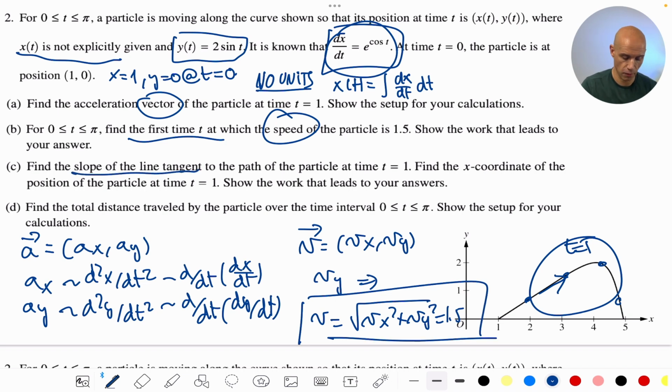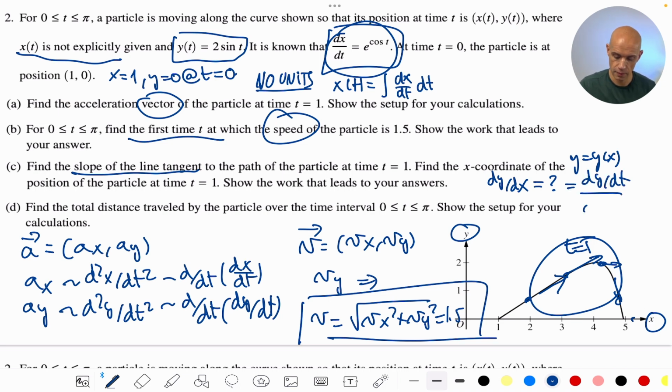Then this one says find the slope of the line tangent to the path at time t equals 1. Again, we don't know where we are here, so it could be here, it could be here. That's not very helpful. But the slope of the line is going to be dy divided by dx, right? That's the path. So it's rise divided by run, but we don't have that function or an implicit relationship. So you have to think about this like this, and then try to solve it. Remember always to use radian mode in all these exams. Radian mode.